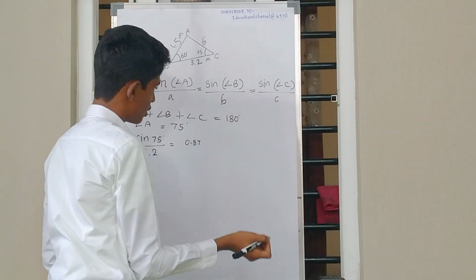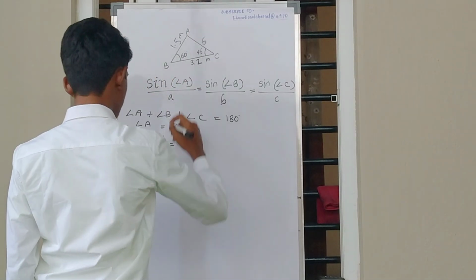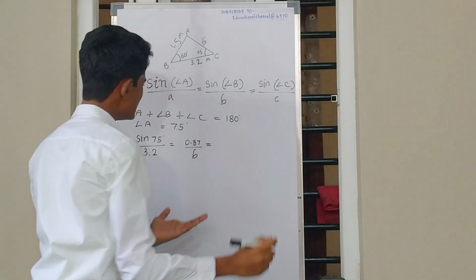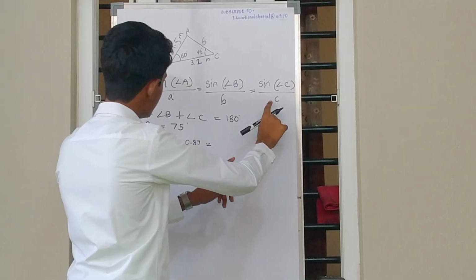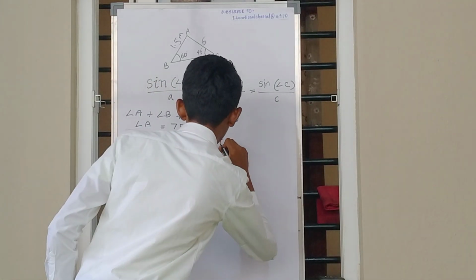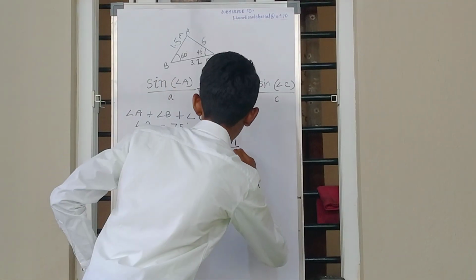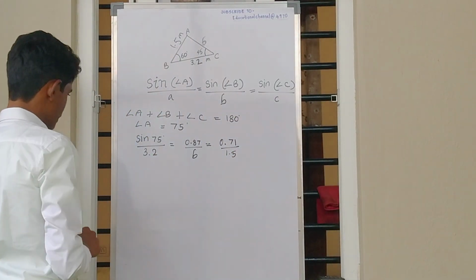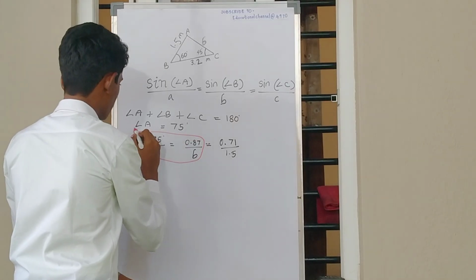Root 3 by 2 is 0.866. So sine B by b, we are going to find out what is b, is equal to, we don't need anything after this, because you see sine angle C, let's see what happens. 0.71, sine 45, by c. What is opposite to C? 1.5. Now you can use basic algebra for either of these two and find out what is b.